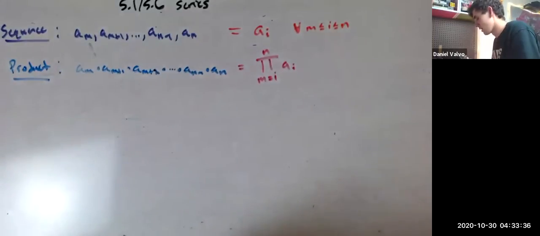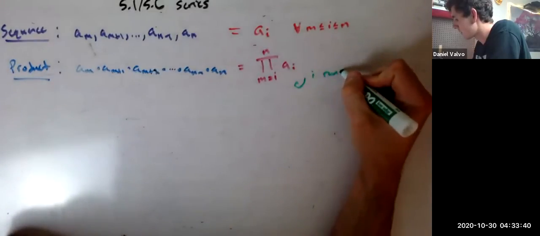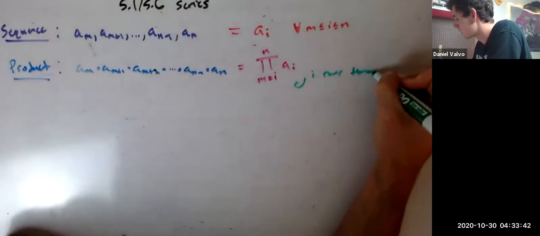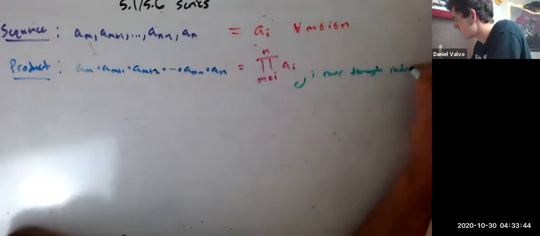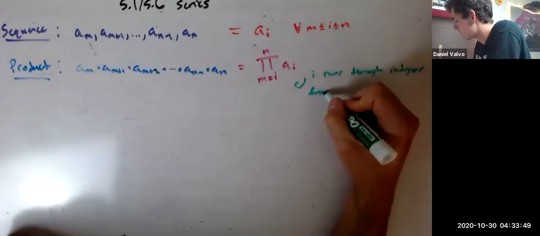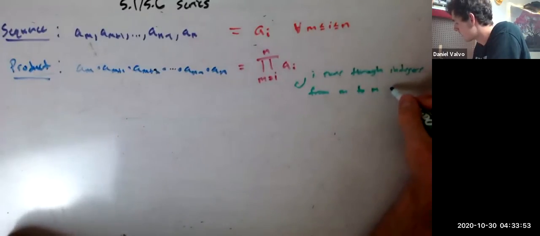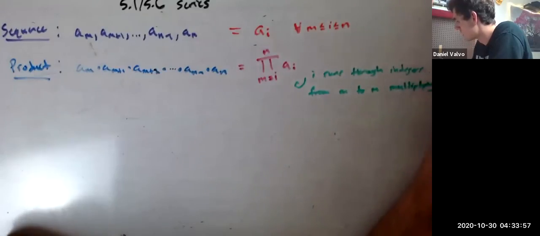So here, again, i runs through integers from m to n, multiplying.